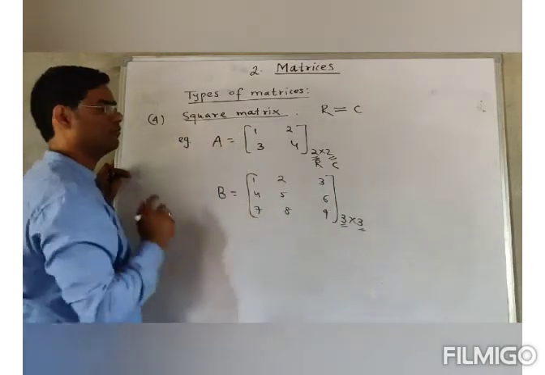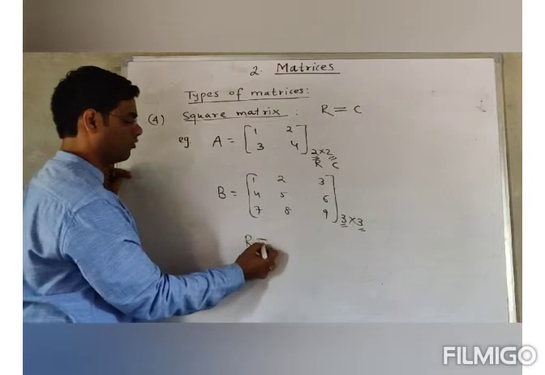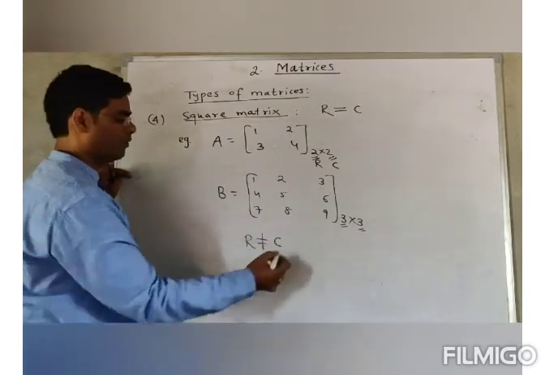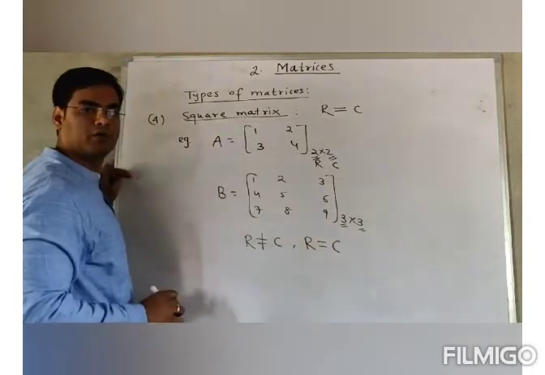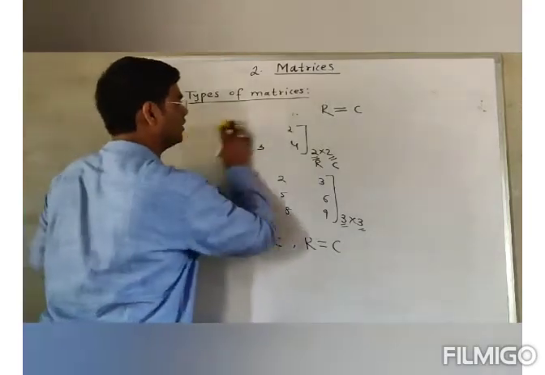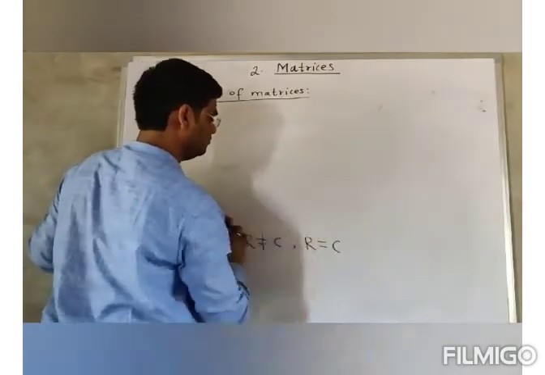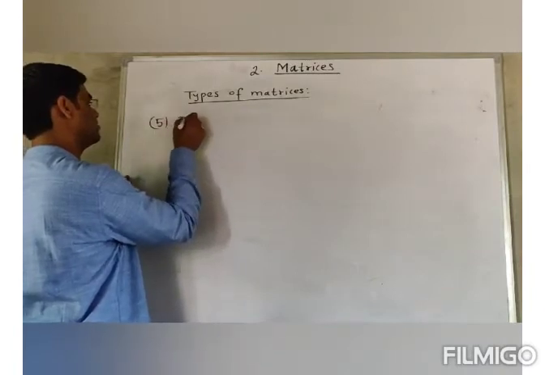Now what is the difference between a rectangular matrix and a square matrix? In a rectangular matrix, the number of rows is not equal to the number of columns, but in the case of a square matrix, the number of rows is always equal to the number of columns. Now, the next type of matrix is the diagonal matrix.